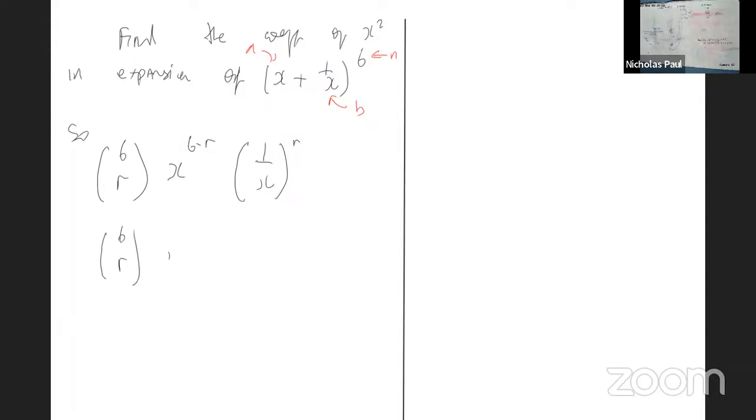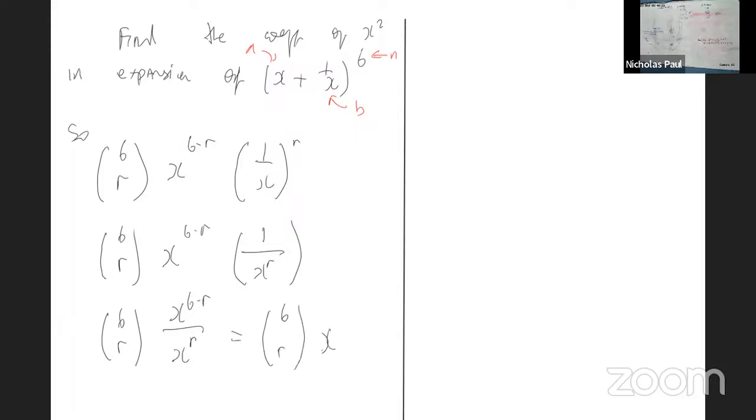This will be 6Cr x to the 6 minus r, 1 to the power r is 1, x to the power r. So we're going to simplify the x's. It's x to the 6 minus r over x to the r, which is the same as 6Cr times x to the 6 minus r. Remember, you divide in the same base, so subtract r, which is the same as 6Cr times x to the 6 minus 2r.